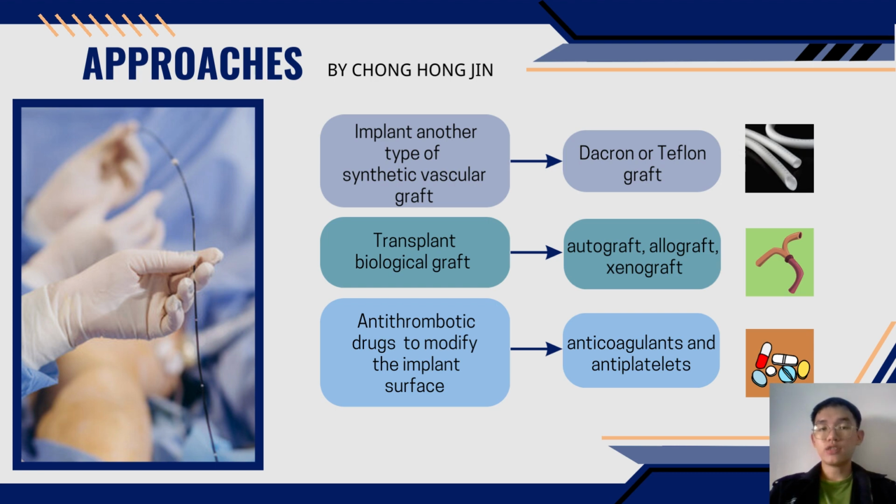The second suggestion is to transplant a biological graft, as this results in better hemostasis and it can prevent foreign body reaction. For instance, autograft is transplanted from one part of a patient's body to another. Allograft can also be used as the transplanted vascular graft, which is tissue derived from a donor of the same species as the recipient. Xenograft is a surgical graft of vascular tissue derived from an individual to be transplanted into another species. The third suggestion is to modify the implant surface by using antithrombotic drugs.